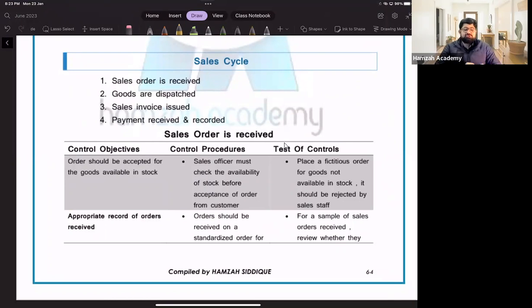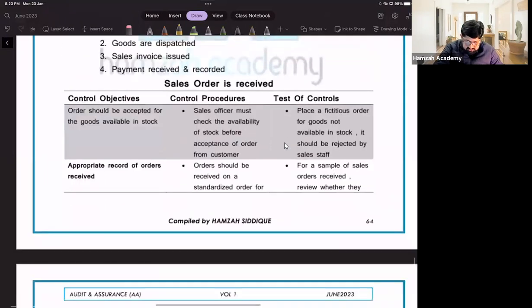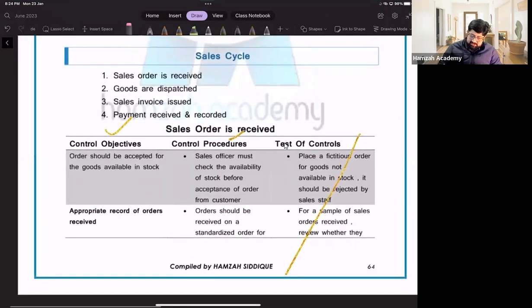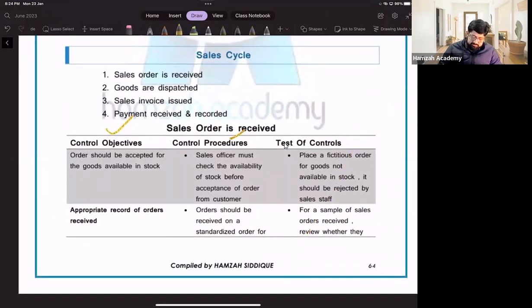Now, so students, let us talk about it. So first of all, the sales cycle. I will not be talking about the third column today, only the first two. This I will talk about in the next class, next Saturday. Okay, now.